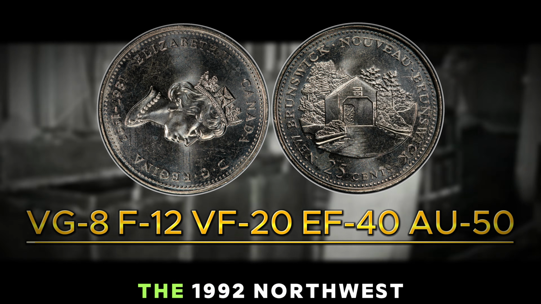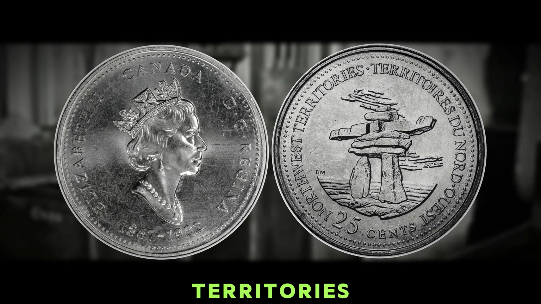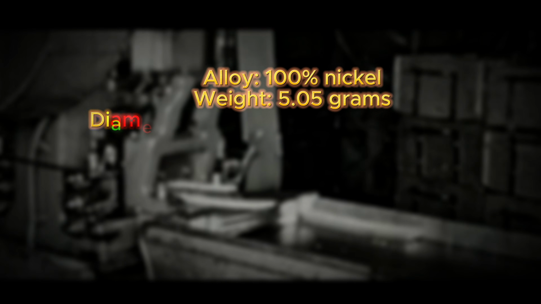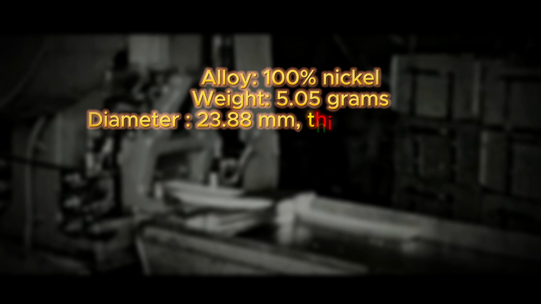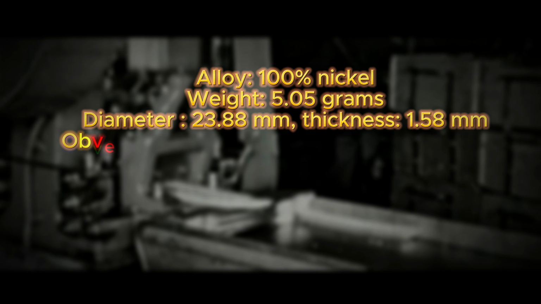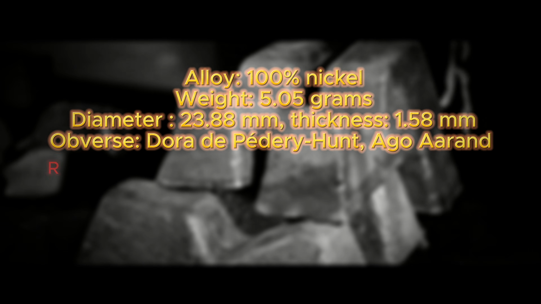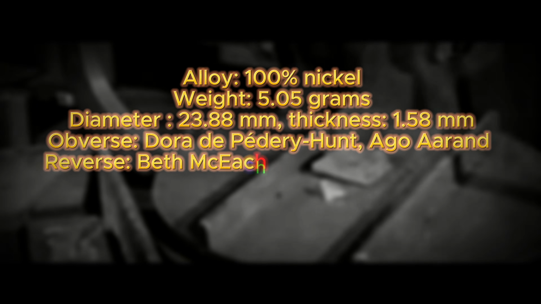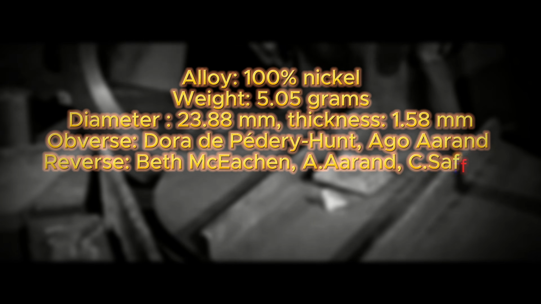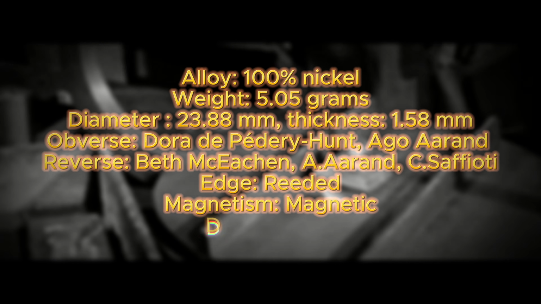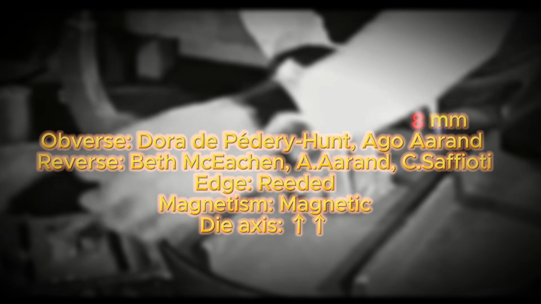Now next up is the 1992 Northwest Territories. The specifications for the 1992 Provincial Northwest Territories Quarter: it is composed of 100% nickel. It has a weight of 5.05 grams, a diameter of 23.88 millimeters, and a thickness of 1.58 millimeters. The Northwest Territories Provincial Quarter was designed by Dora dePédery-Hunt and Hugo Aran for the obverse, and Beth McEachen, Hugo Aran, and C. Saffioti for the reverse of the coin. The edge is reeded, it is magnetic, and the standard die axis should be in medal alignment.